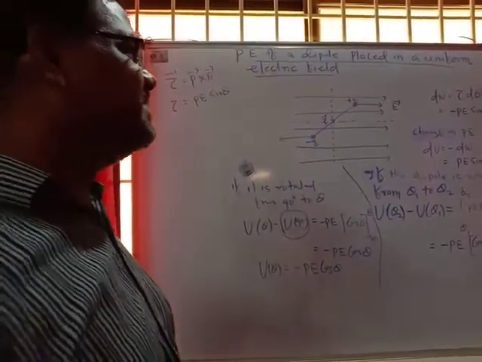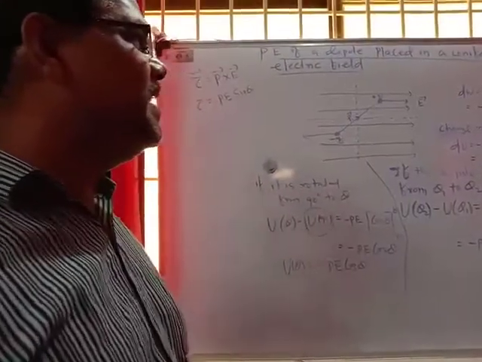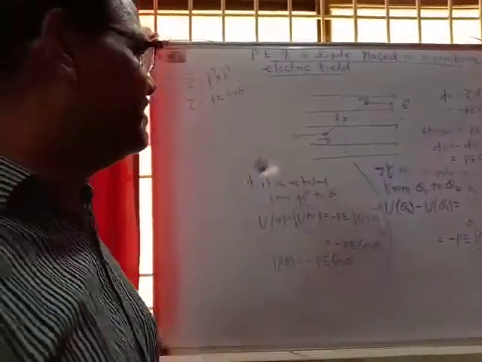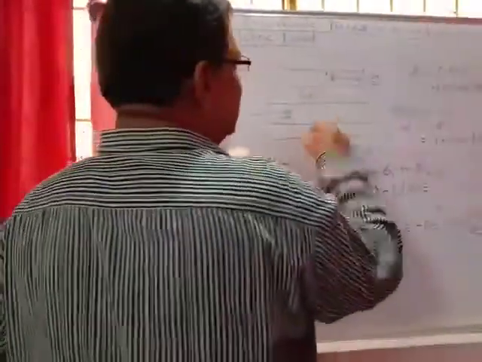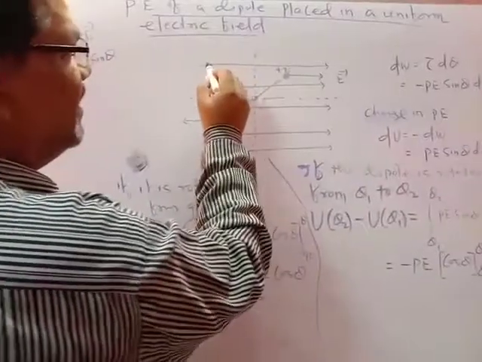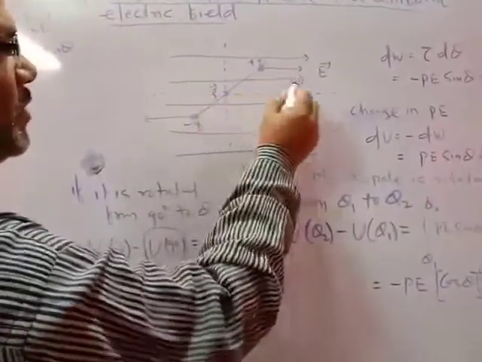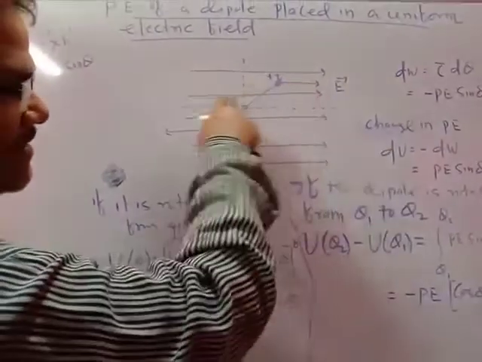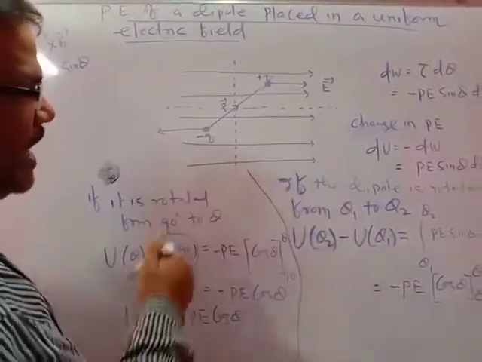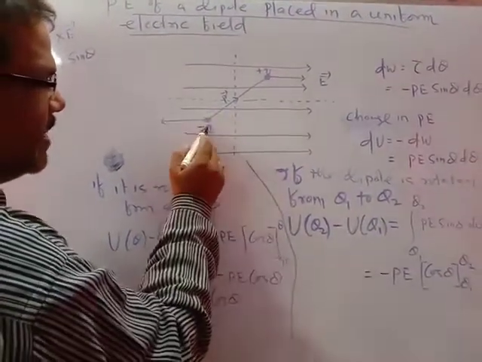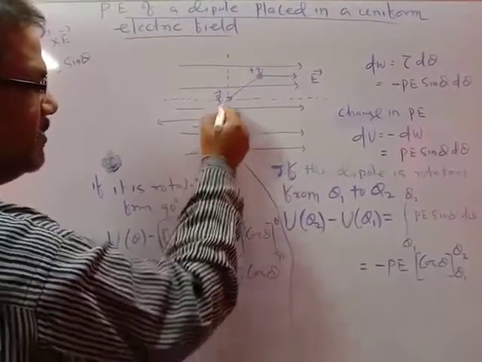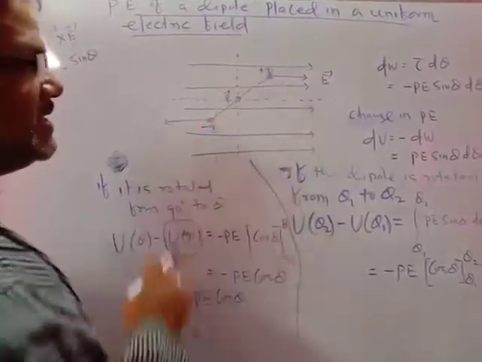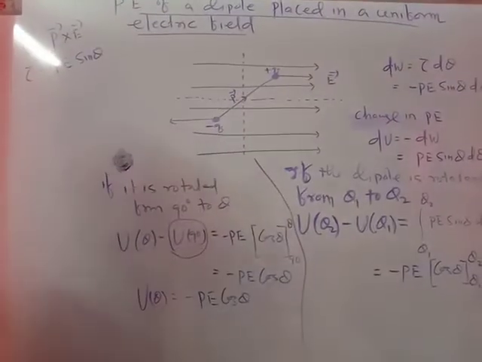Whenever the dipole is placed in a uniform electric field, a torque acts on it. Look at the diagram. These are the electric field lines. There is a uniform electric field, which is represented by straight parallel lines. And the dipole, minus q and plus q, of length 2L, is placed in the electric field. All of you are clear?